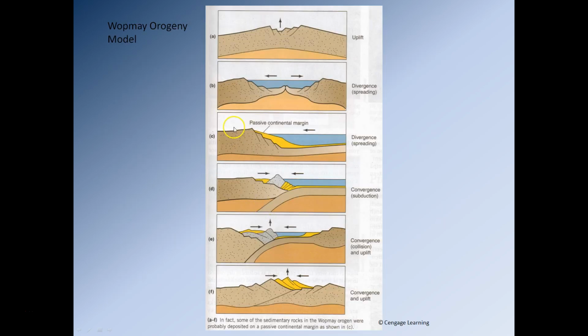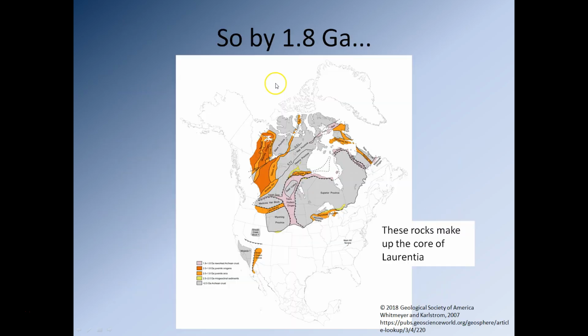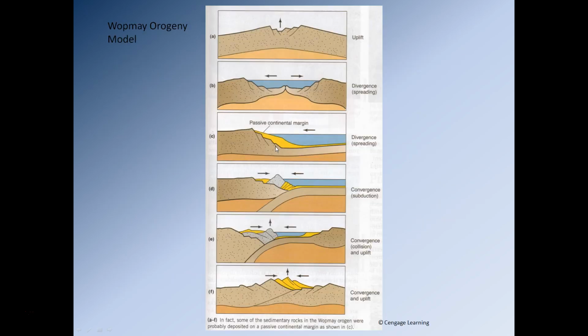So this diagram gives you some idea of how the Wopmay orogeny actually started. Here is the western margin of Laurentia, so it's going to be this margin here, essentially the edge of the Slave Province. The edge of the Slave Province is going to undergo extension, and a piece of the Slave Province is going to start moving westwards. So this is the Slave Province here.